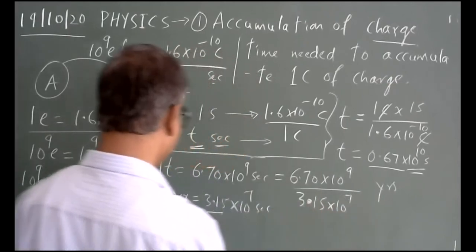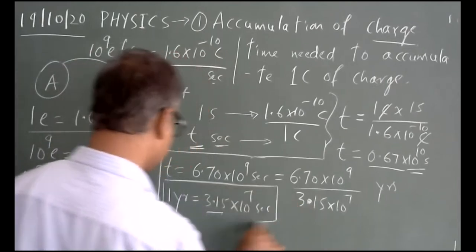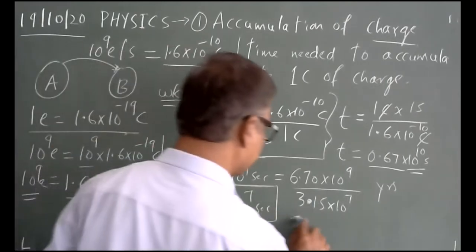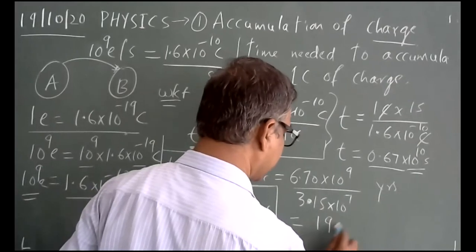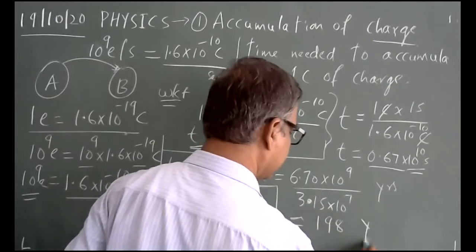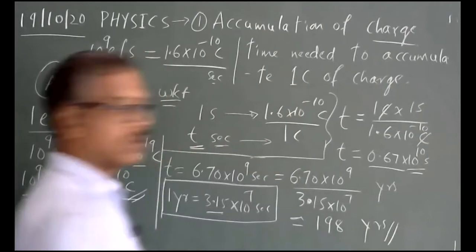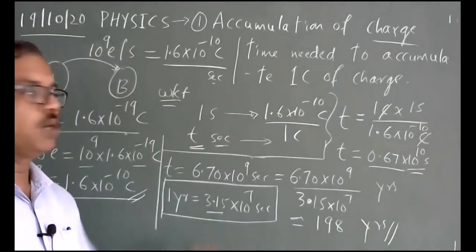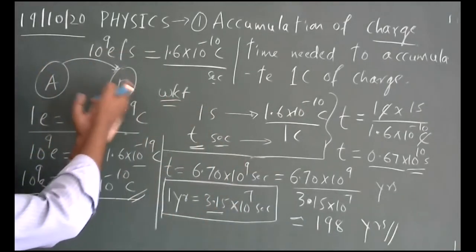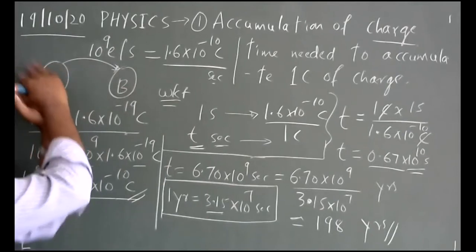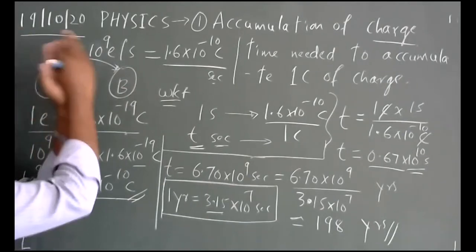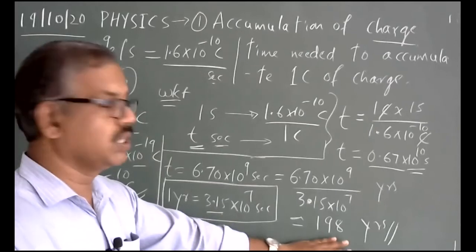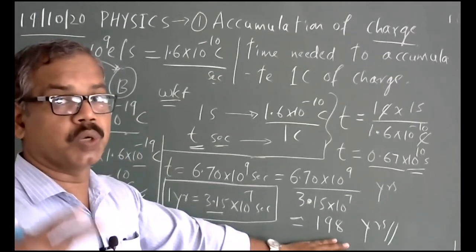When you do the mathematics of this simplification, we'll end up with the answer close to 198 years. So finally what we got? To transfer 1 coulomb of charge from body A to body B, you require a huge time. What is the time? Close to 200 years.